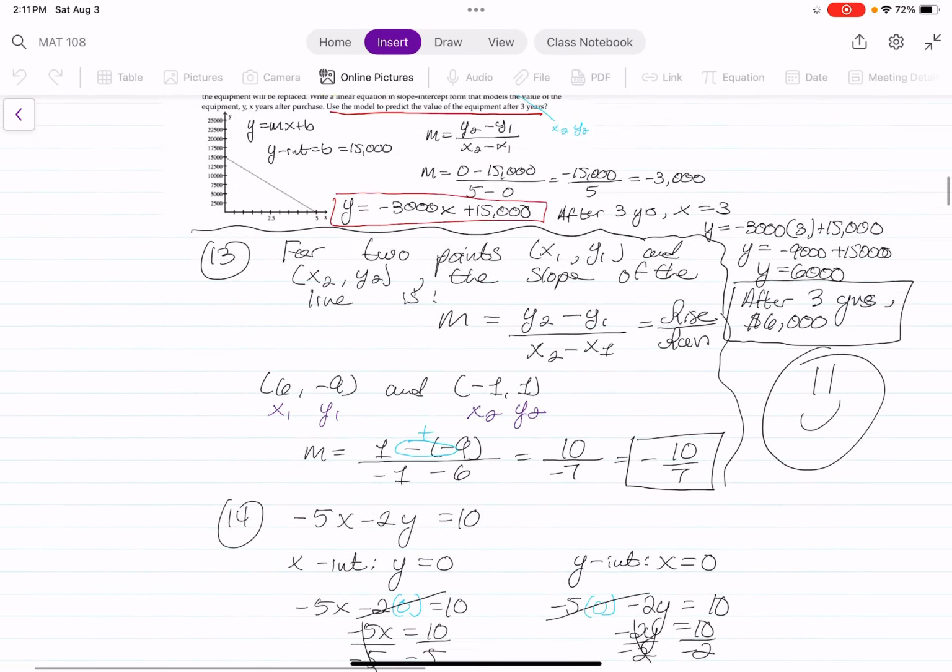And guess what? It's time for us to do the last two problems of the review sheet. Questions 99 to 100. Bam. We made it. We made it.